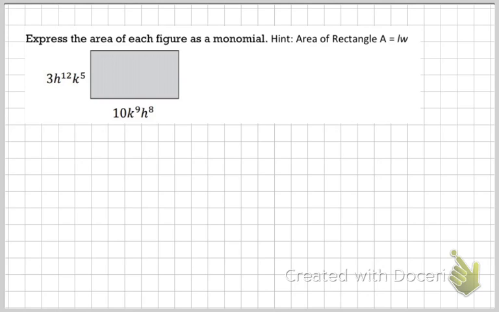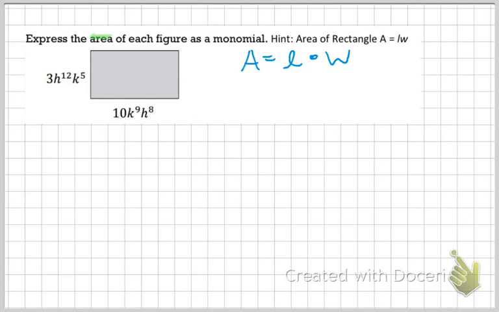Okay, this problem is different. It's asking to express the area, that's important, of this figure as a monomial. Hint, the area of a rectangle, if you forgot, is length times width. So they're asking us to find the area by multiplying the length times the width, something that you've been taught how to do since maybe 4th grade.